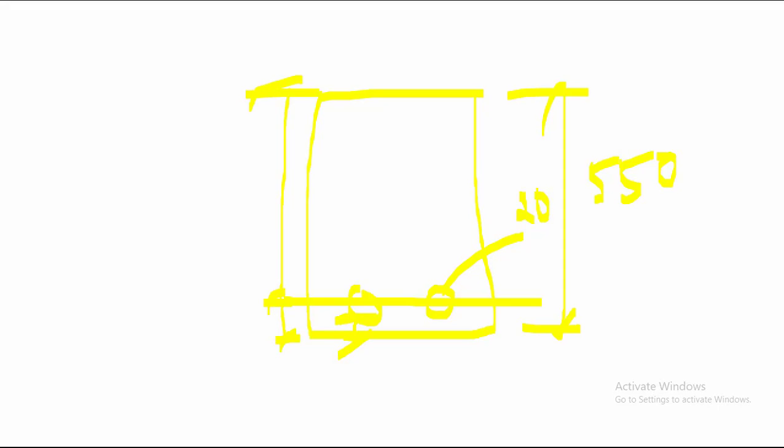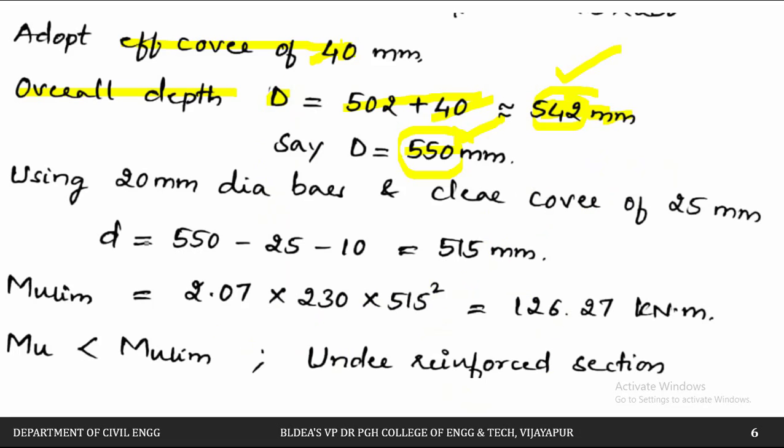We can take this clear cover as 25 mm. Then this bar we are going to take as 20 mm, so to the center means 10 mm. So 25 plus 10 is 35. If we subtract this 35 mm from 550, you will get the remaining effective depth. So effective depth will be equal to 550, the overall depth, minus 25 mm, the clear cover, minus 10 mm. Why? Because we have assumed a 20 mm dia bar, so to the center means half, divided by 2, 10. Therefore effective depth will be 515 mm.